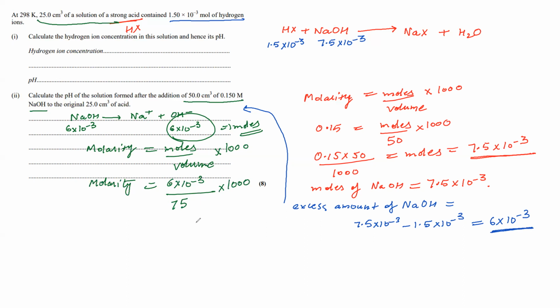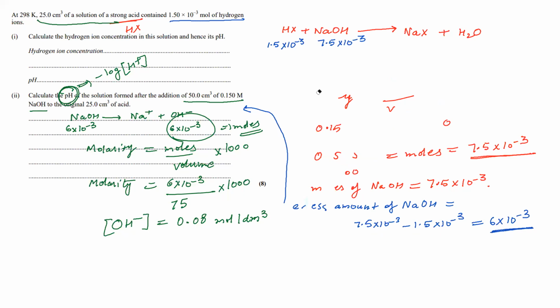Okay, and just solve it. The molarity will come out to be 0.08 mole per decimeter cube. So now what are they asking? They are asking about pH. But we know that pH is the negative log of the H+ concentration. But what do we have? We have the concentration of OH-. We need the H+ concentration. Now, how to do that?